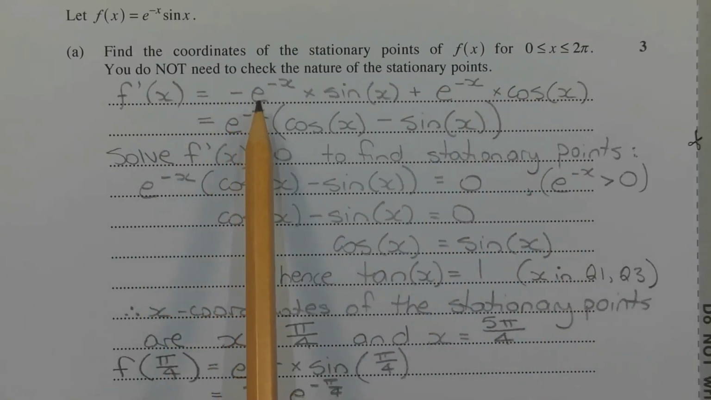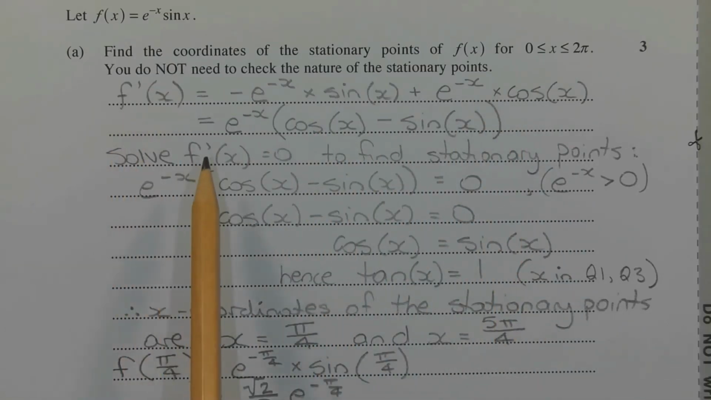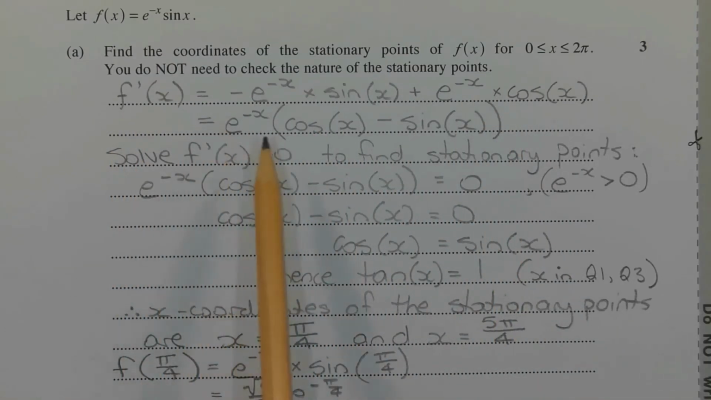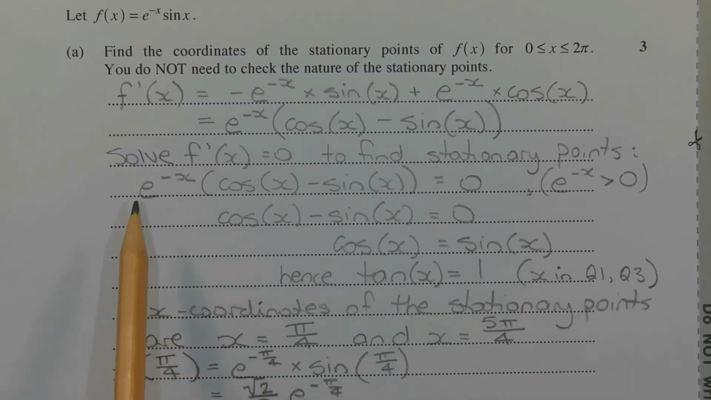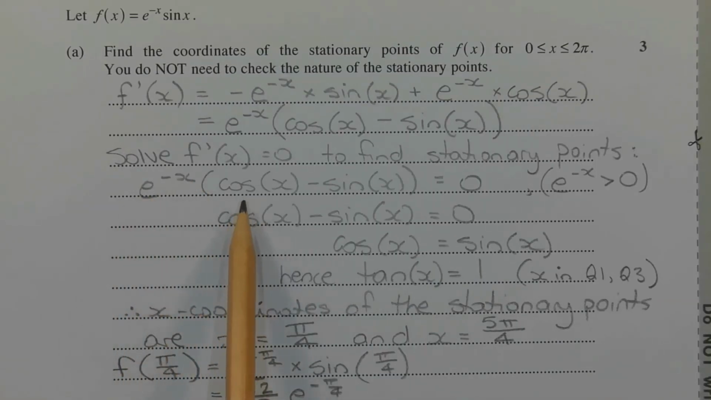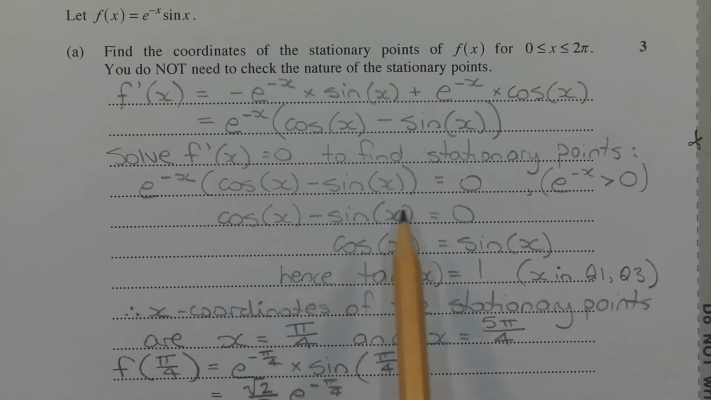Factorising out e to the power of negative x from both of these terms, we get f dash of x is equal to e to the power of negative x outside of cos of x minus sine of x. The next step is to solve the equation f dash of x equals 0 to find the stationary points. So we want to solve e to the power of negative x outside of cos of x minus sine of x in brackets equals 0.